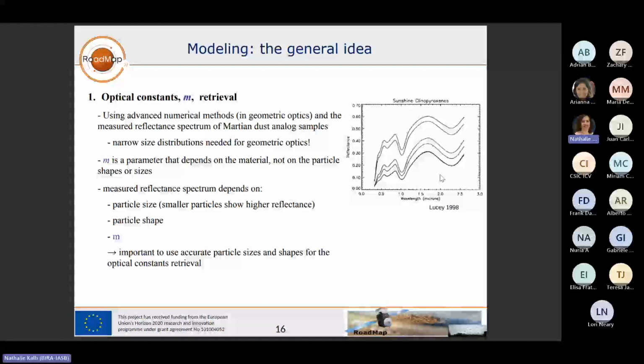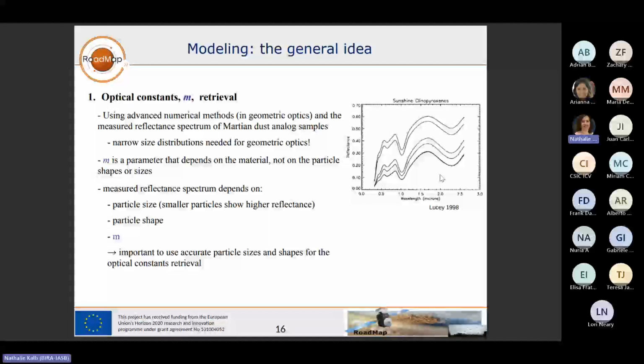I want to make very clear that the refractive index is a material parameter. It is not dependent on particle shape or particle size. However, when we are retrieving refractive indices from, for example, a measured reflectance spectrum, the reflectance spectrum is dependent on the refractive index, the particle shape, and particle size.